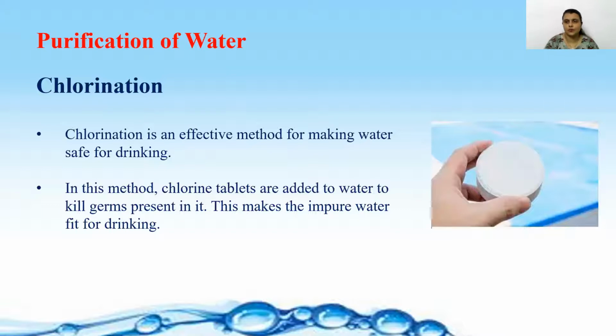Next, we have, children, chlorination. You must be aware of this. Whenever you go for swimming, that water is also cleaned with chlorine, right? So chlorination is an effective method for making water safe for drinking. Even in swimming pools they do chlorination. In this method, children, they use chlorine tablets. These types of tablets are there.